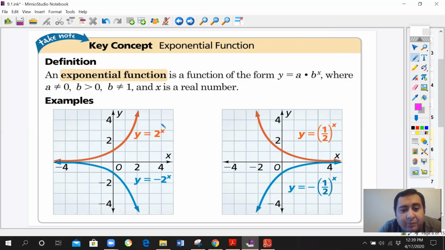your base is 2 to the power of x, then you have a growth. When you have a negative, then it's just being reflected across the x-axis. But notice, when you have a decimal or a fraction to the power of x, then you're going to have a decay. And when you have a negative, then it's going to be reflected across the x-axis, okay? So just keep that in mind, different forms of how to look at the graph.